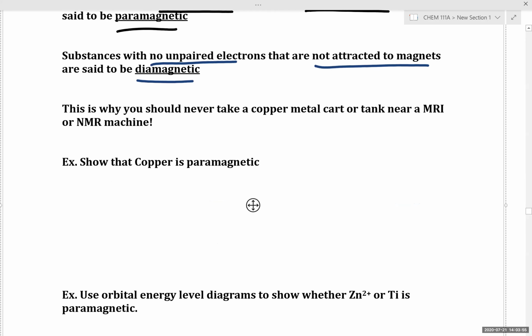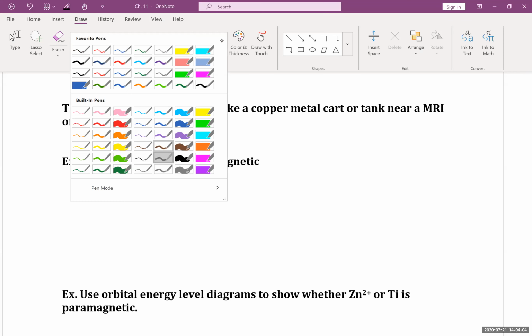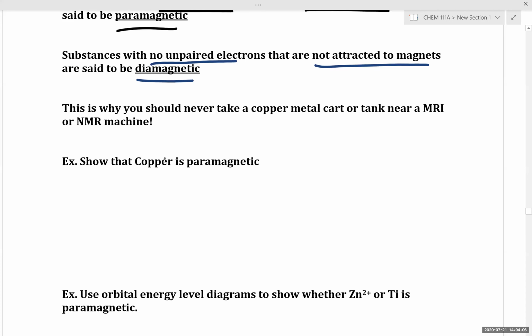This is the same reason why there are giant signs not to take copper metal, copper carts, or copper tanks anywhere near an MRI or NMR machine, because, as copper is a paramagnetic material, it'll immediately be attracted to the magnet. So if only people would review and learn the idea of paramagnetism, we maybe could avoid some of these very embarrassing and expensive accidents.